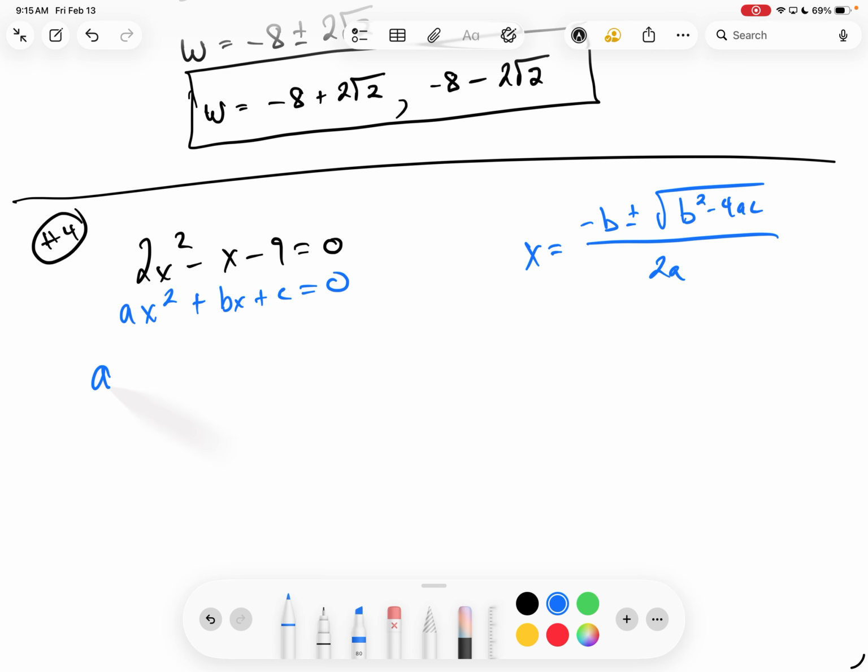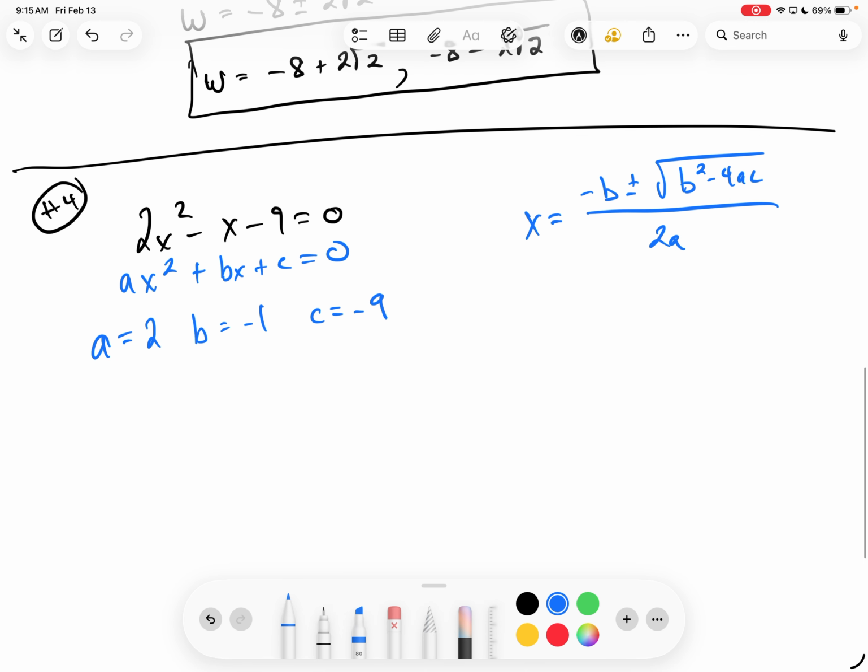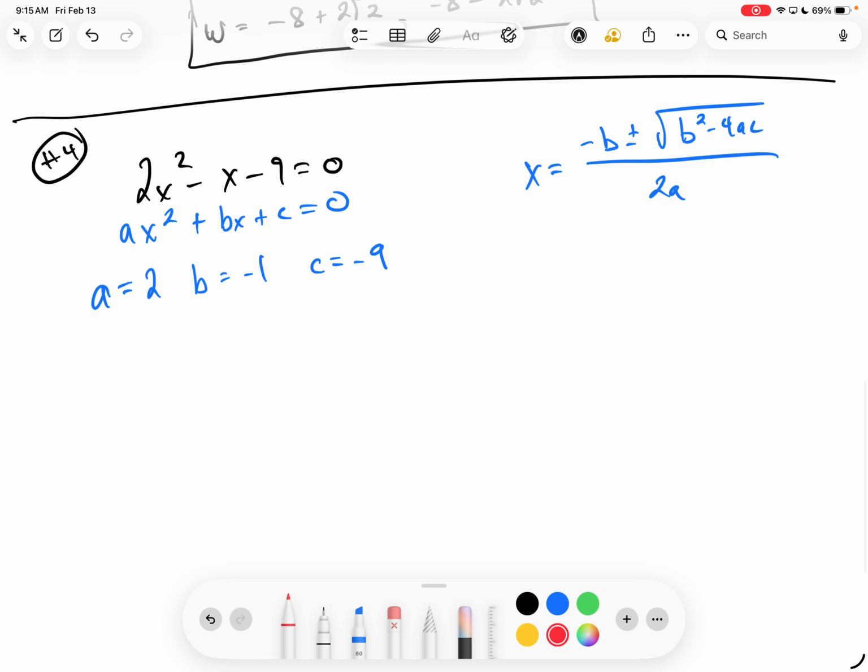My a is the number in front of x squared, that's 2. My b is the number in front of x, so that's negative 1. And my c is the constant by itself, that's negative 9. So once you have those, I can just plug it into the quadratic formula. The opposite of b, well, b is negative 1, so it's going to be positive 1. So 1 plus or minus the square root of negative 1 squared minus 4 times a times c all over 2 times a.